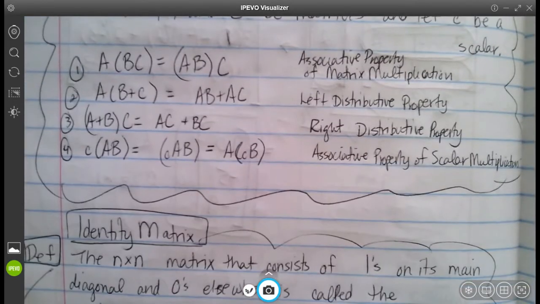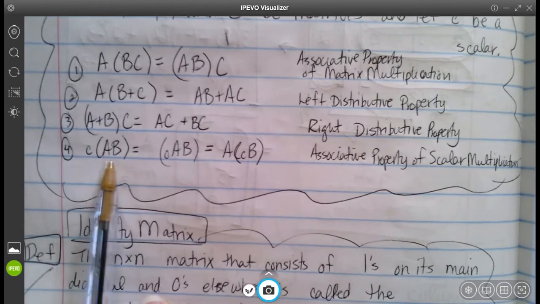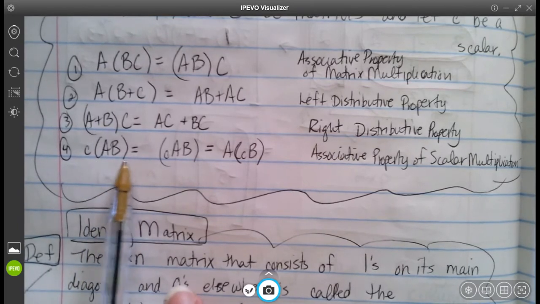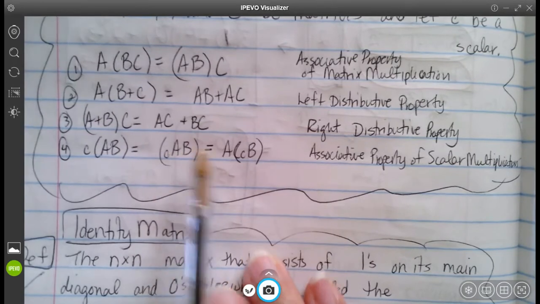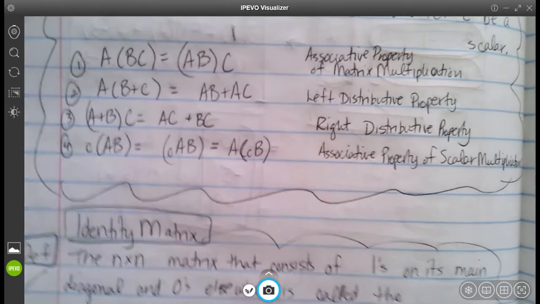And then we have the associative property of scalar multiplication, which says if I multiply these two and then I have a constant on the outside, or I shouldn't say constant, a scalar, it's the same as if I multiplied it with the parentheses on the outside, or if I multiplied it first and then times the A, it's still going to be the same thing, okay?